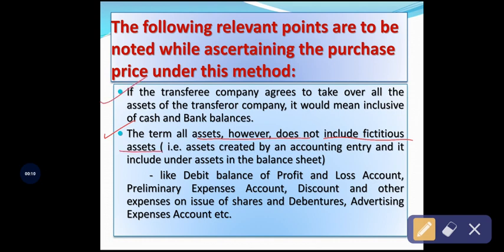So in the first point we understood that if the company has taken over all assets, we have to assume including cash and bank balances, but that assets does not include the fictitious assets. So what are these fictitious assets? These fictitious assets are created by an accounting entry on a temporary basis, yet they are included under assets in the balance sheet. So let's see what the fictitious assets are.